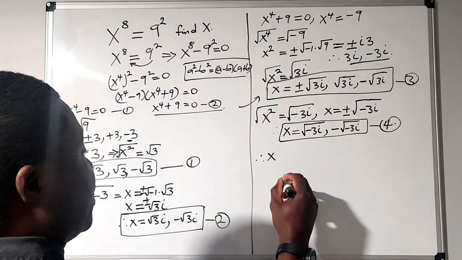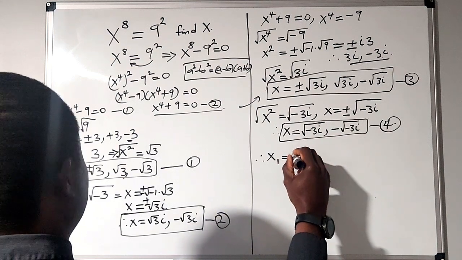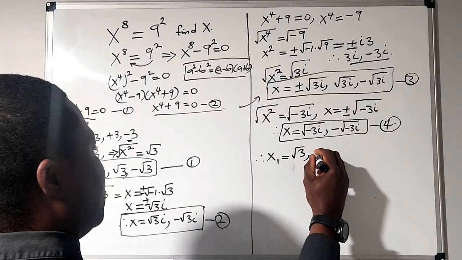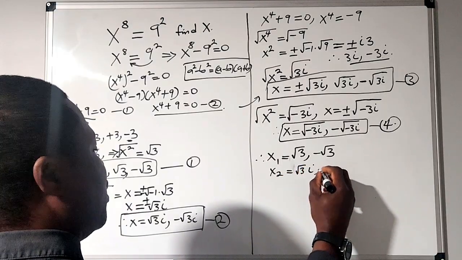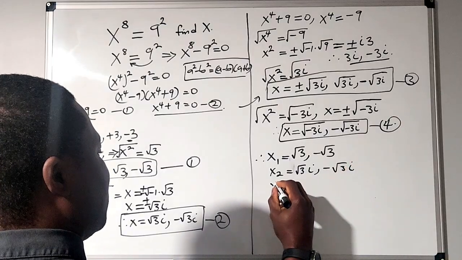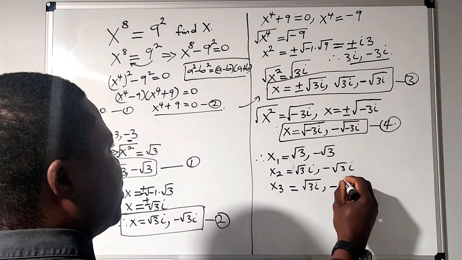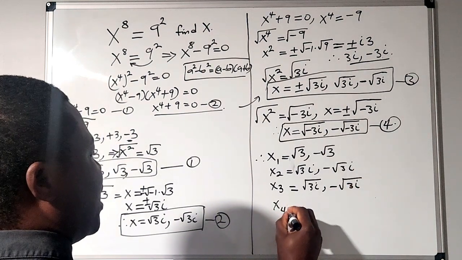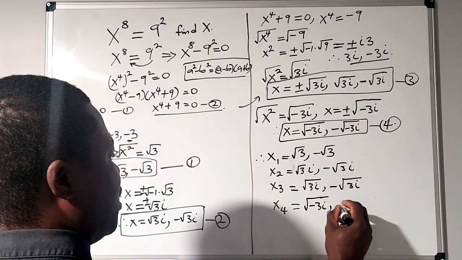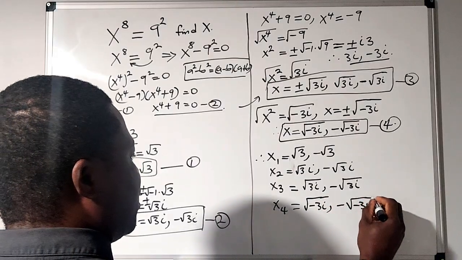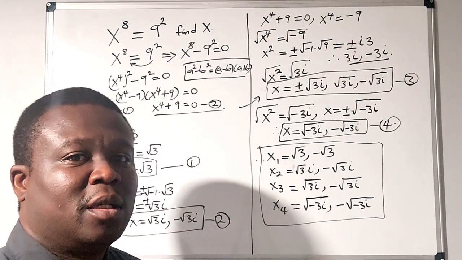So therefore, we have x equals root 3 and minus root 3. We have root 3i and minus root 3i. We have root of 3i and minus root of 3i. And then we have the last one, root of minus 3i and minus root of minus 3i. And these are the answers to the question on the board.